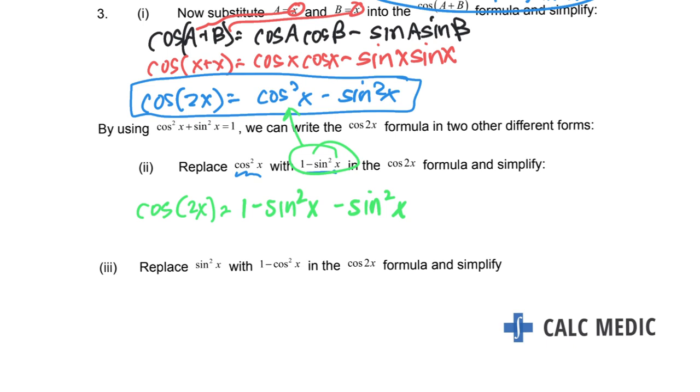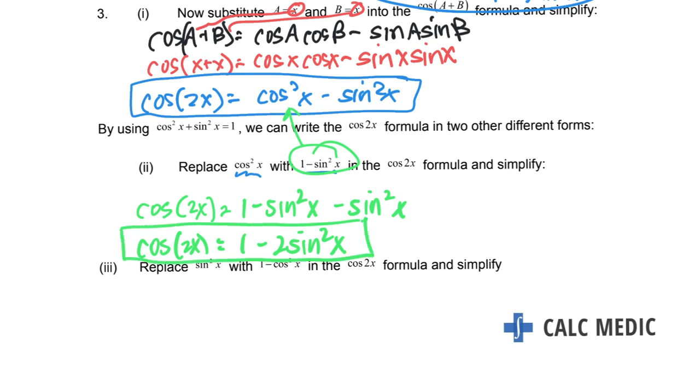And negative sine squared minus sine squared is just 1 minus 2 sine squared x. So this is another cosine double angle formula. And then lastly, it tells us to replace sine squared x with 1 minus cosine squared.